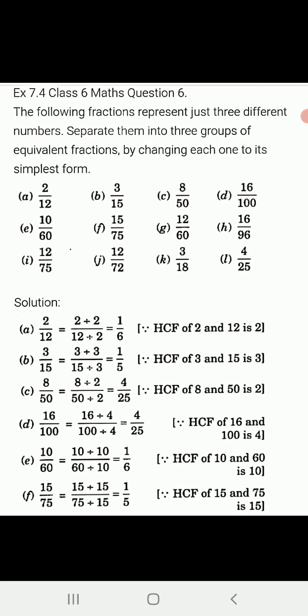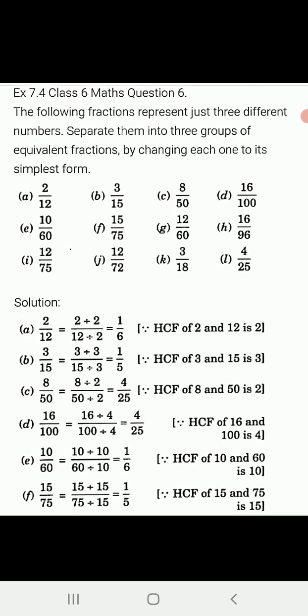So they have given 12 fractions here. Each fraction we are going to reduce to its lowest terms, simplifying them. After simplifying, you can see they represent only three different numbers. You're going to find how it is. So entering into the solution, take each one individually.